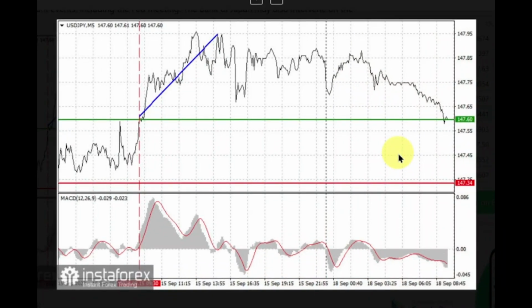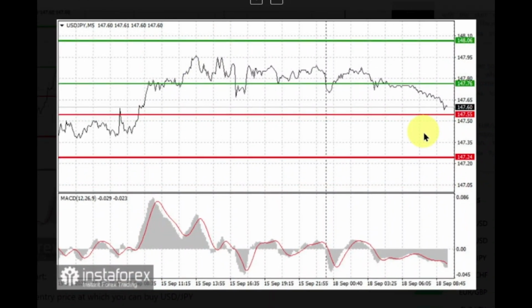Let's trade with the MACD indicator with Jakub Nowak, its USDJPY currency pair. The test of 147.60 earlier in the day, coinciding with the rise of the MACD oscillator from zero, prompted a buy signal that led to a price increase towards 147.95.